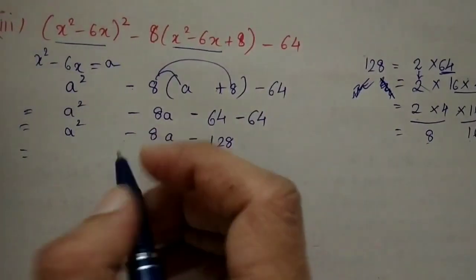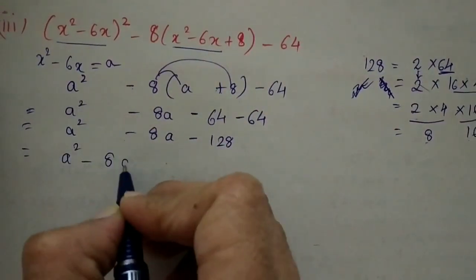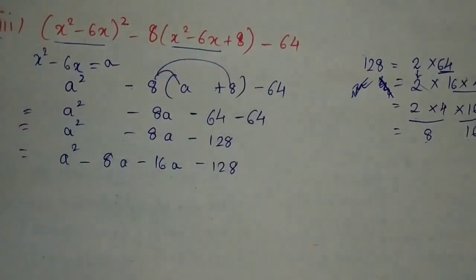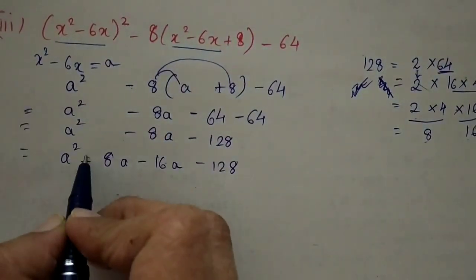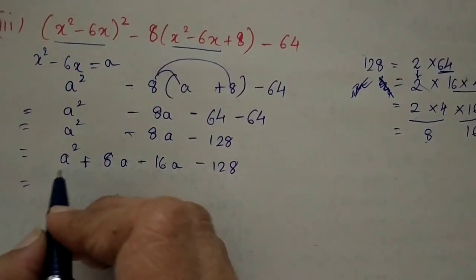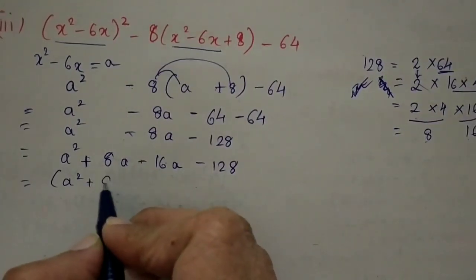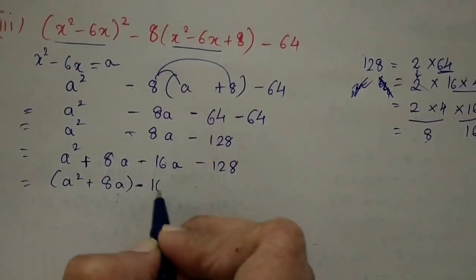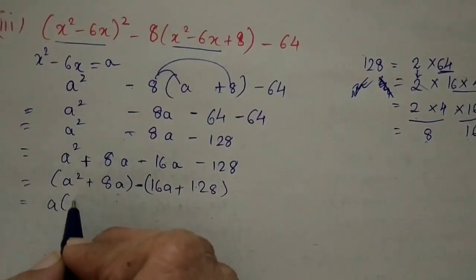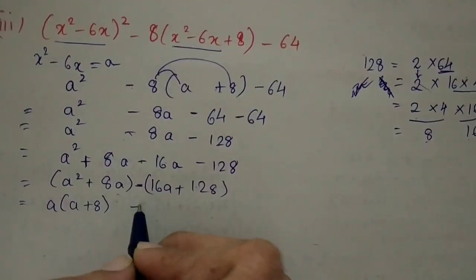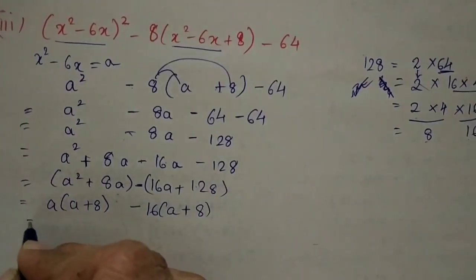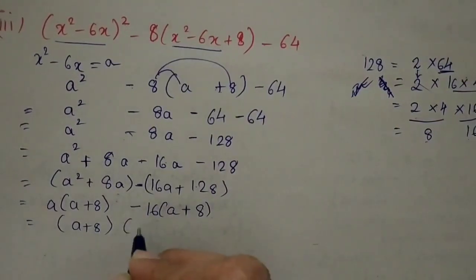So we will take two numbers as 8 and 16. So our polynomial will be a square minus 8a minus 16a minus 128. Okay, you have to be very careful with the signs here. Minus will go to the greater number. Now we'll put both these things inside the bracket, two brackets, minus 16a plus 128. A is common here, which goes outside, minus 16. A remains inside, plus 8. So our two brackets are a plus 8 and a minus 16.